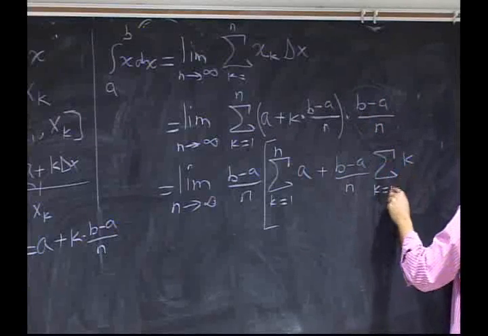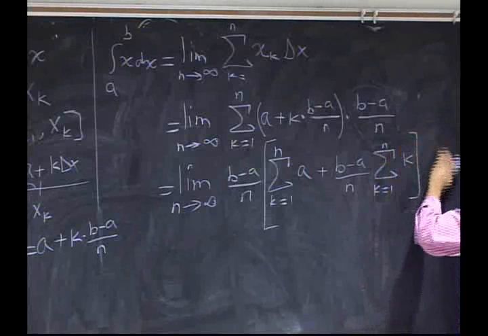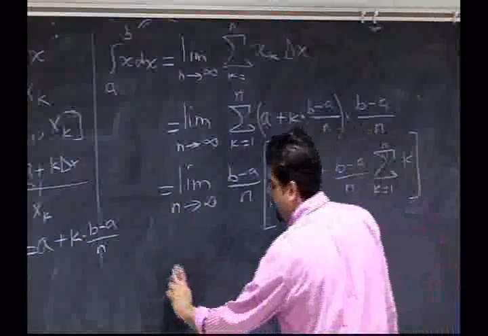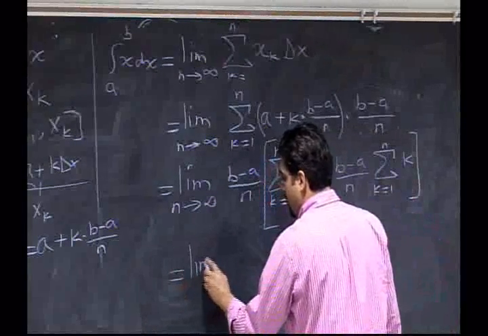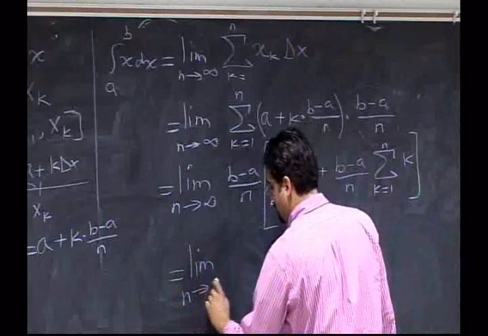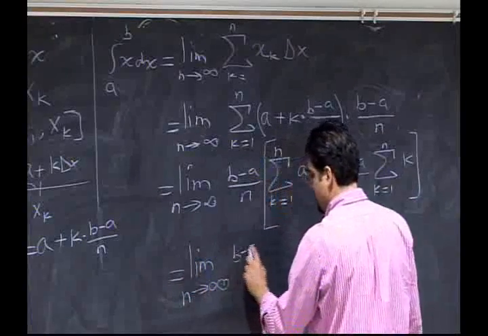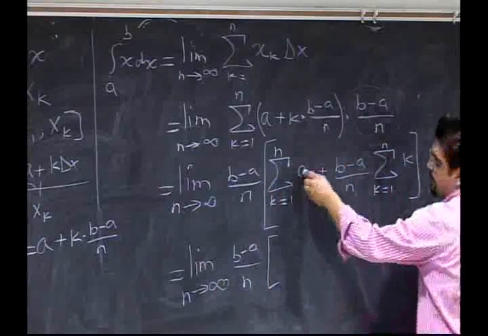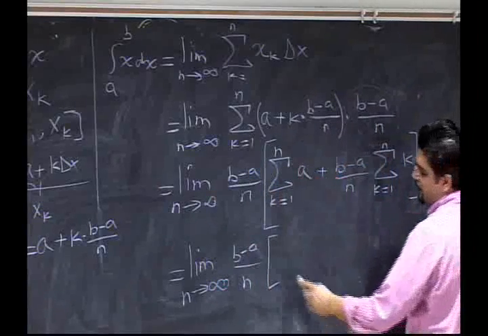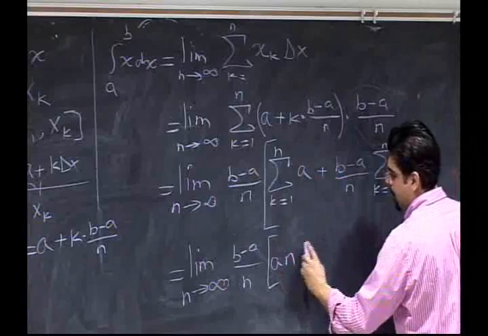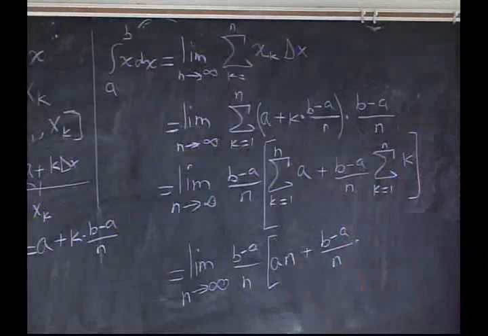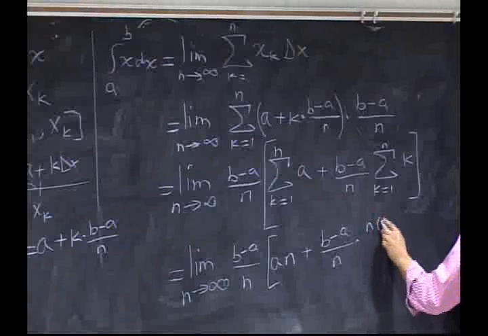What is the sum of a from k equals 1 to n? a times n. What's the sum of k? Very good.